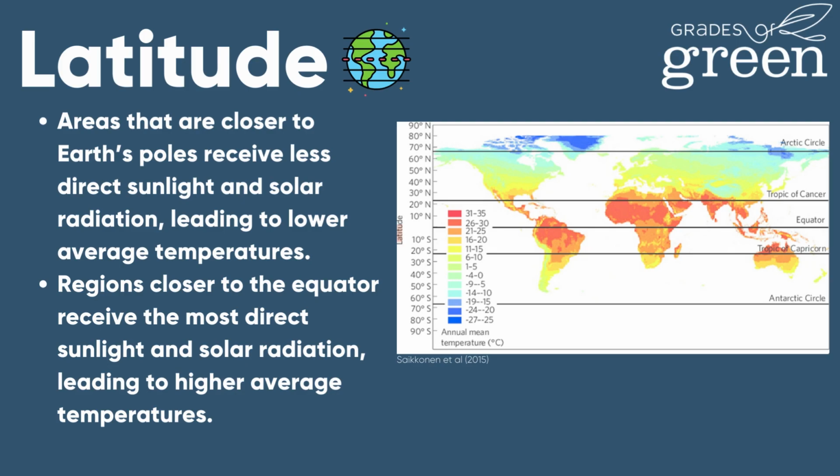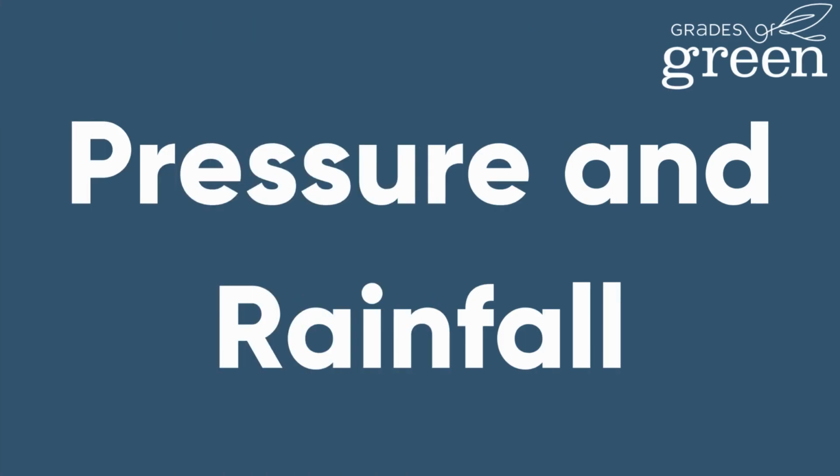Areas that are closer to Earth's poles receive less direct sunlight and solar radiation, leading to lower average temperatures. The opposite is true for regions closer to the equator that receive the most direct sunlight and solar radiation. This also has a direct impact on pressure and rainfall of an area.